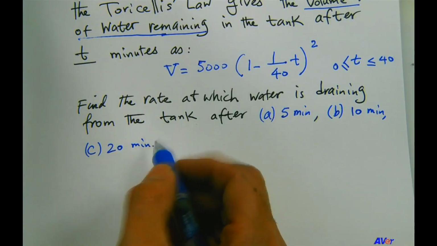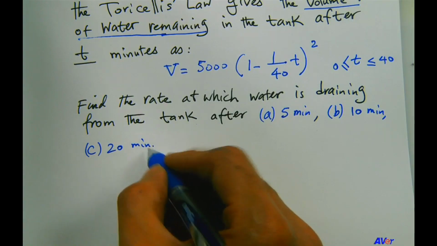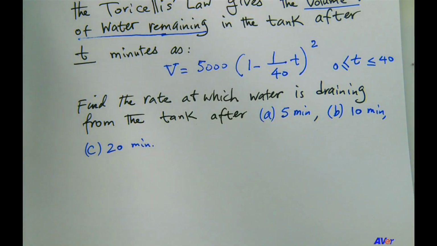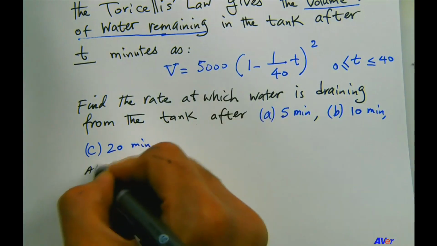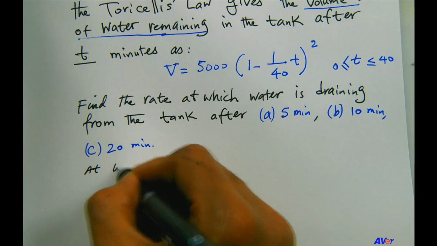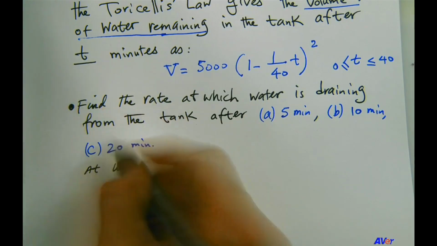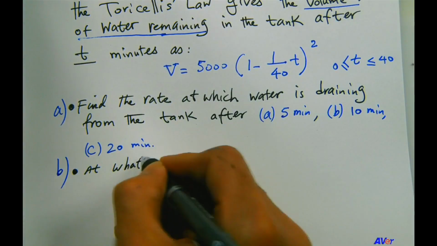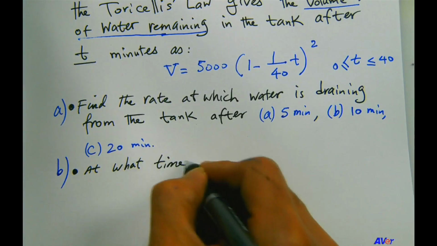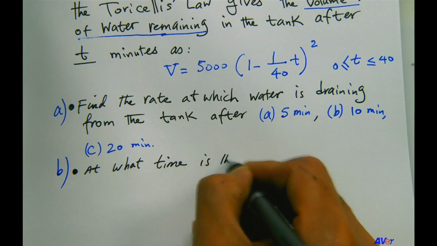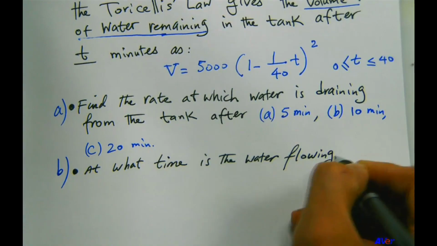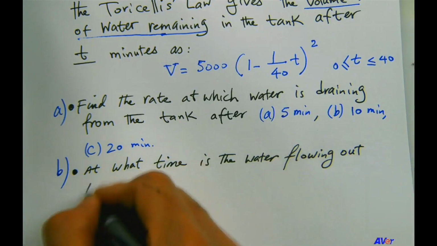And D, at 20 minutes, and then at what time. Also they want us to write down at what time. So first we want to do that. Then I guess this would be part A and this would be part B. So at what time is the water flowing out the fastest?